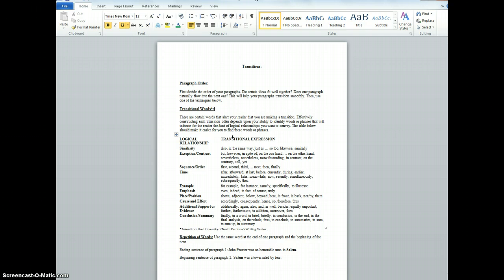So look through this list, think about how your paragraphs connect. Many of you are writing paragraphs that all deal with the same theme in the same way. You may be doing three different examples of fear and how fear is used. So in that case, this similarity relationship between your paragraphs would make a lot of sense. So also, in the same way, likewise, similarly.